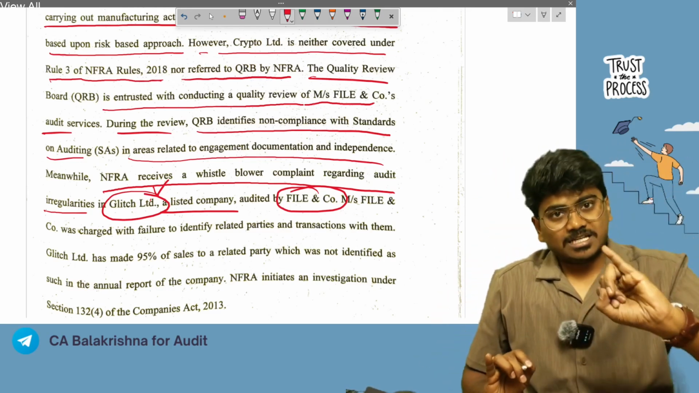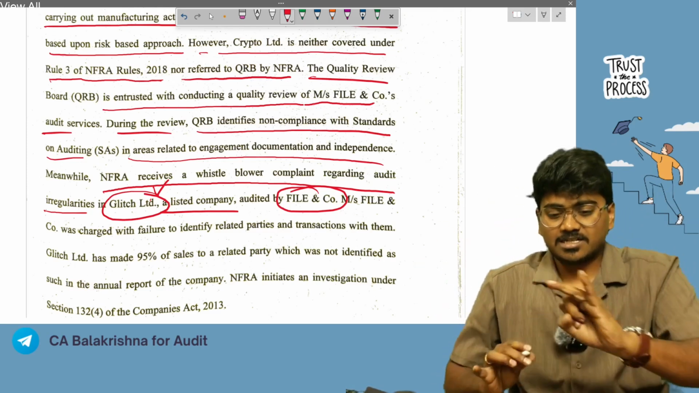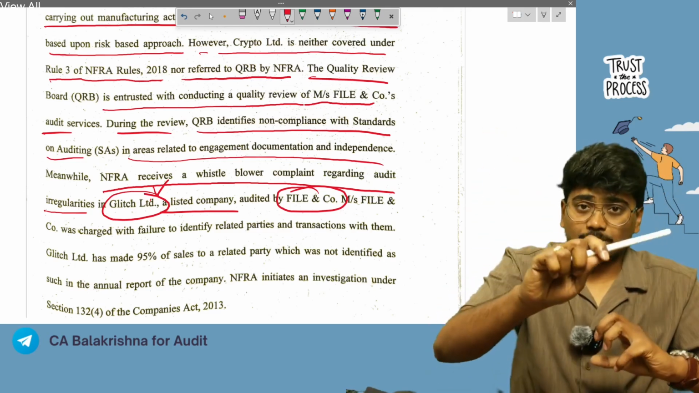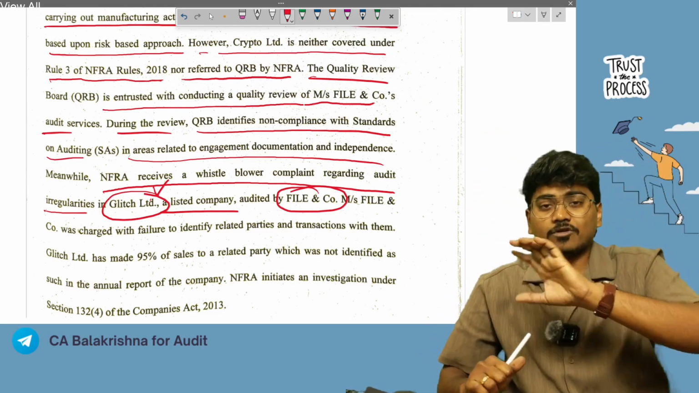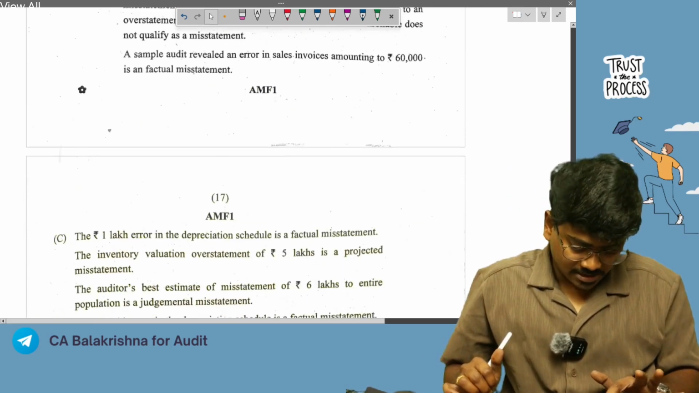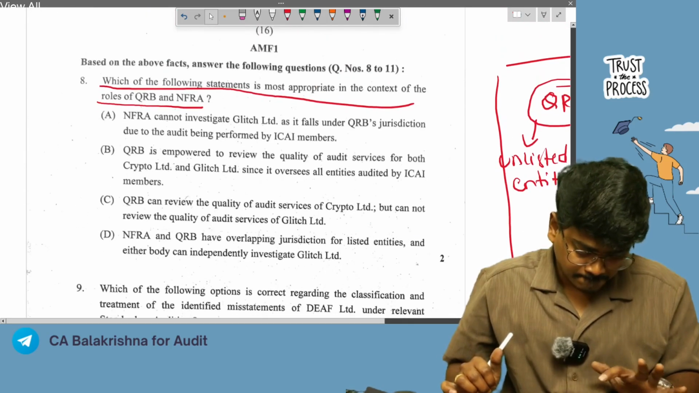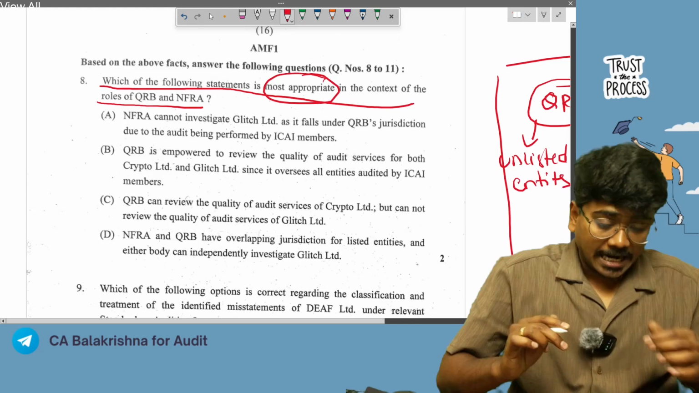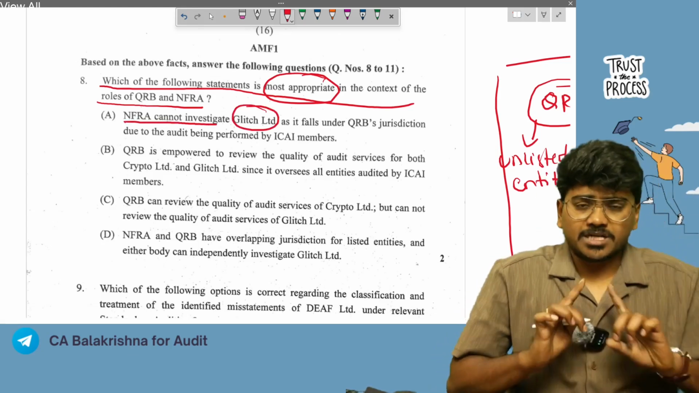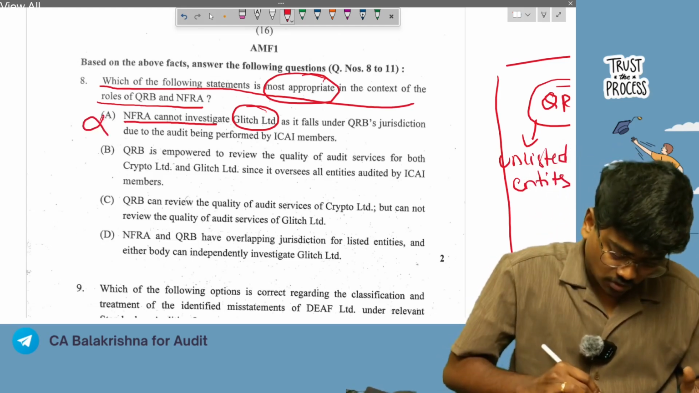So Glitch Limited is within the purview of NFRA since it is a listed entity, and Crypto Limited is in the purview of QRB since it is an unlisted public company and it does not fall in the purview of NFRA. Okay. So now coming to the options, you need to identify the most appropriate option. NFRA cannot investigate Glitch Limited. No, it can investigate Glitch Limited because it is a listed entity, so it is wrong.